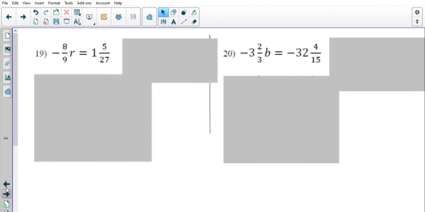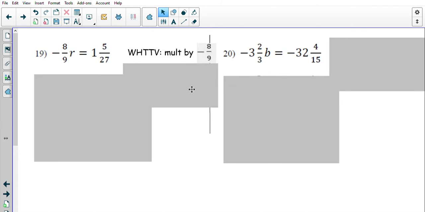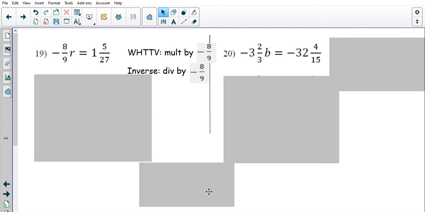All right, let's move ahead to some fractions. So we have negative 8/9 r equals 1 and 5/27. What's happening to the variable is we're multiplying by negative 8/9. So our inverse is to divide by negative 8/9. Now next year, you might learn that dividing by negative 8/9, we've already talked about this year, is the same as multiplying by the reciprocal, which is multiplying by negative 9/8. So you could also multiply by the reciprocal here, which is negative 9/8.